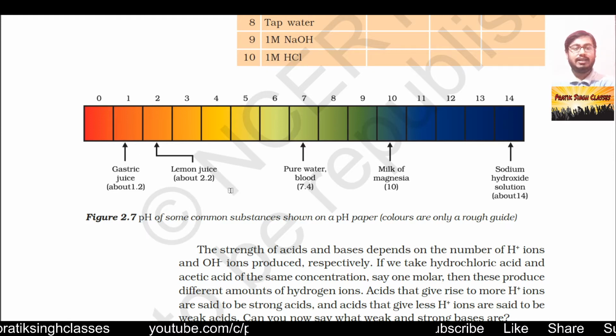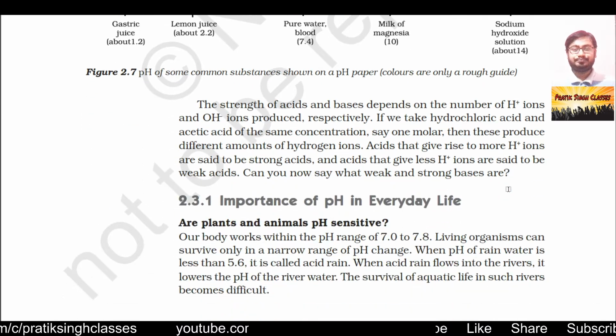Then lemon juice is about 2.2. Milk of magnesia is basic in nature and its pH is 10. And sodium hydroxide, NaOH, is highly basic. Its pH value is 14.